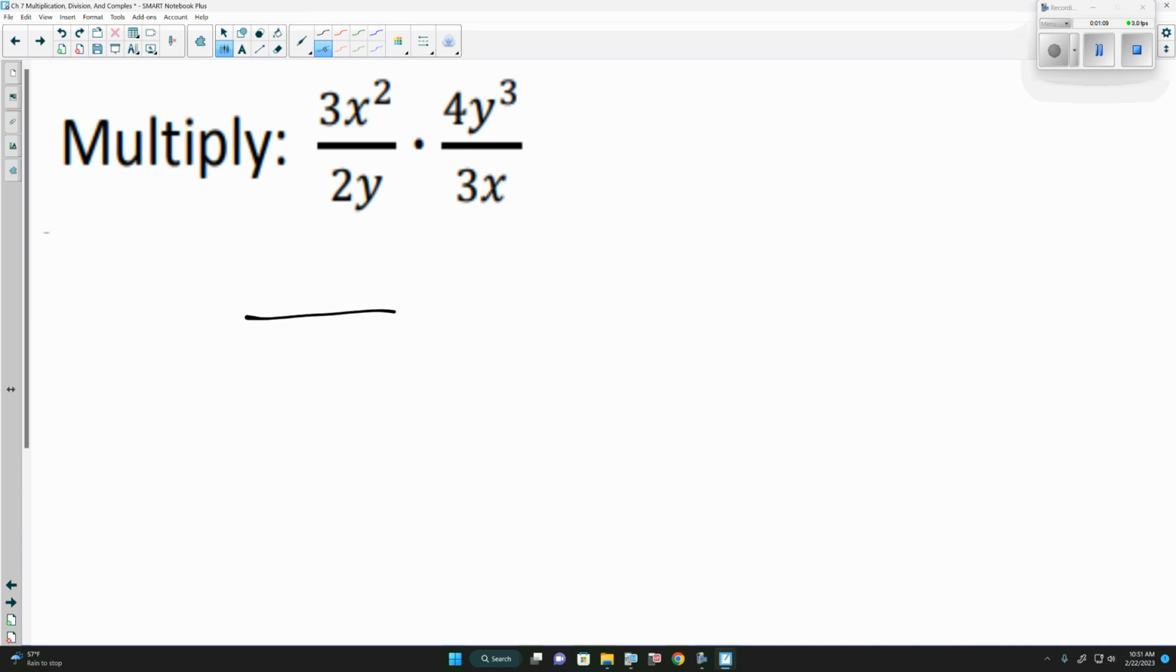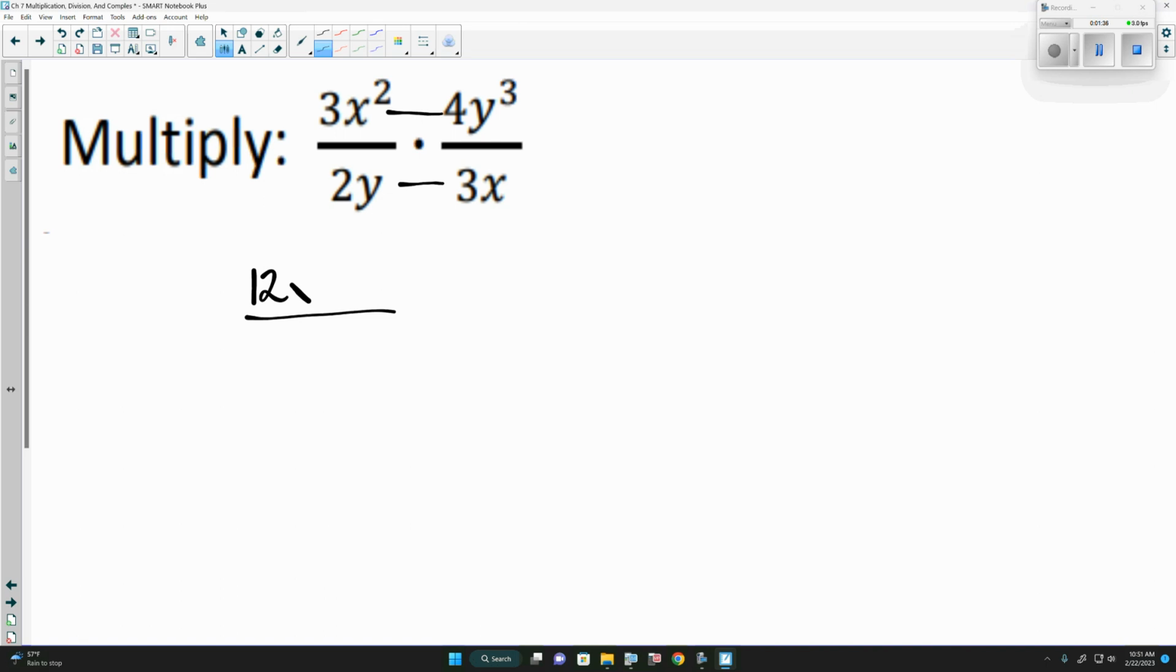Now this one here, we don't need to do that because 3x squared, 2y, 4y cubed, 3x, they're all monomials or single terms. We can't factor, we can't simplify in any way, shape, or form. So we can go on and just multiply straight across. We can multiply the 3x squared and 4y cubed. We can multiply the 2y and 3x. So we'll multiply the numbers. 3 times 4 is 12.